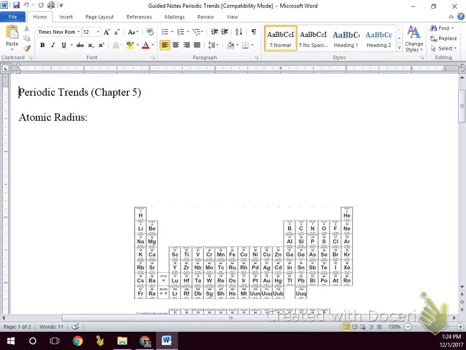We're going to talk about basically 4 different big periodic trends, and these are in chapter 5 if you want to follow along. But we're going to start with something called atomic radius. Okay, atomic radius. What's the radius of anything? Right, the distance from what? That's right. The distance from the center of the circle to its outer edge.